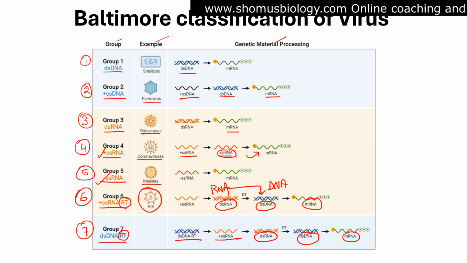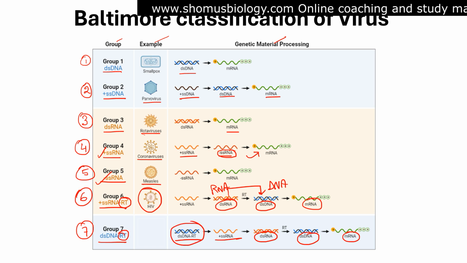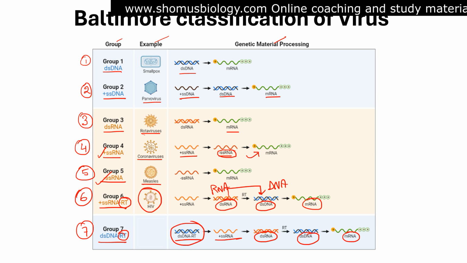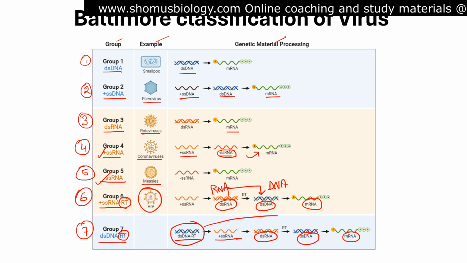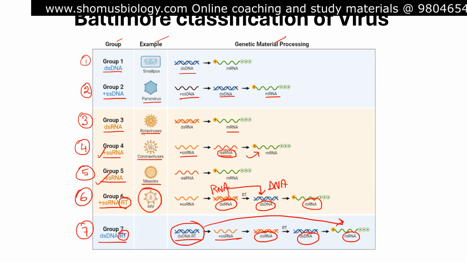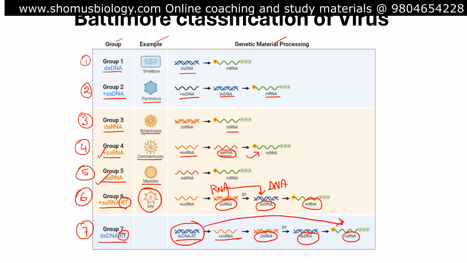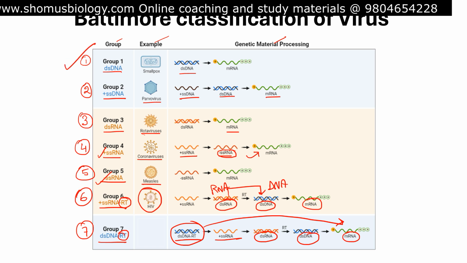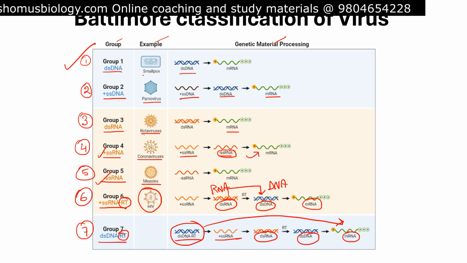Now this might seem really puzzling to you, because you can say, why not? They have the DNA, right? They have the double-stranded DNA inside. So why not from that DNA they directly make mRNA? They can transcribe DNA to mRNA. That is true. But that is the job of group 1 viruses, that is double-stranded DNA viruses like smallpox.